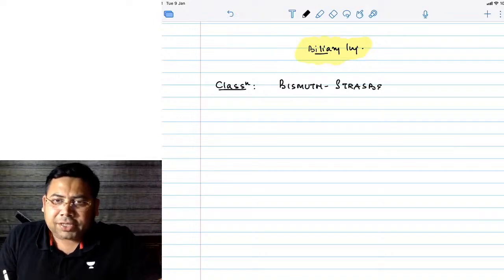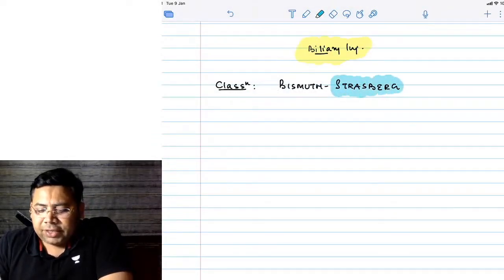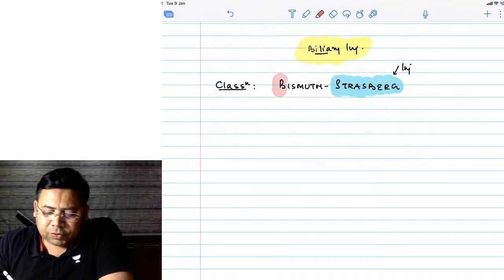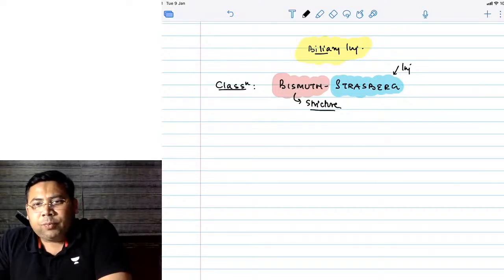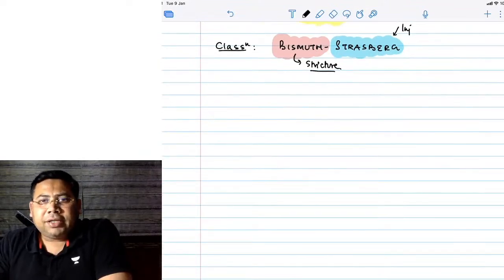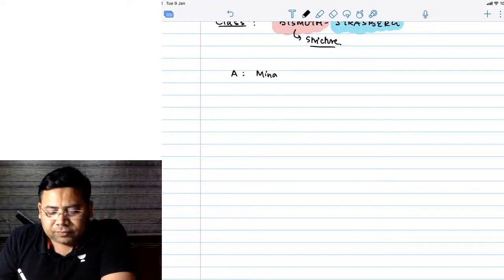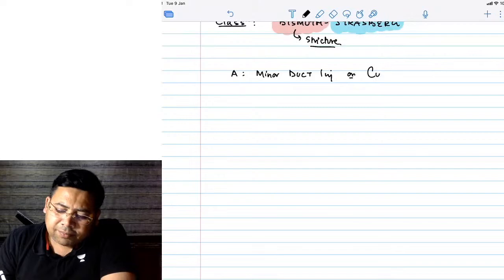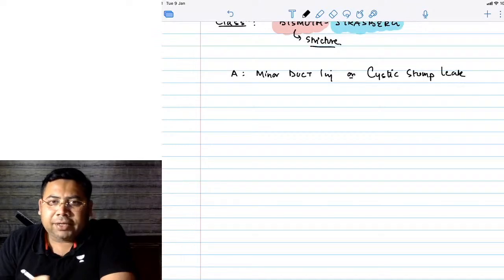Students, always remember this: Strasberg was the person who defined the injury part, and it was Bismuth who defined the stricture part. So this is a classification which describes both the injury part and the stricture part. Type A is a minor duct injury, or cystic stump leak. So either there is a cystic stump leak or a minor duct injury.